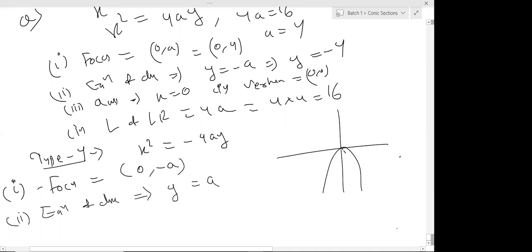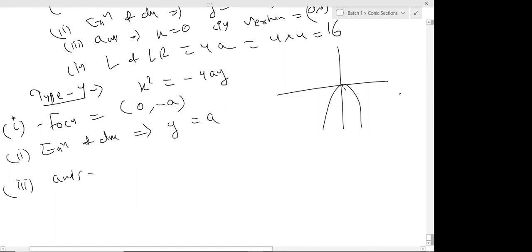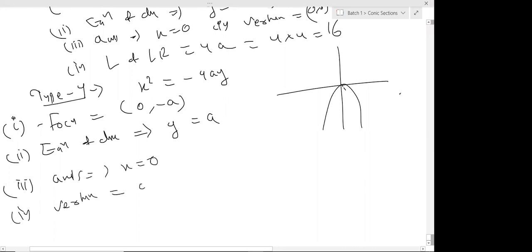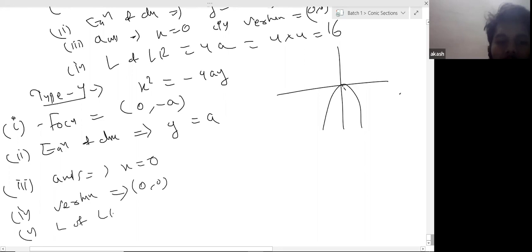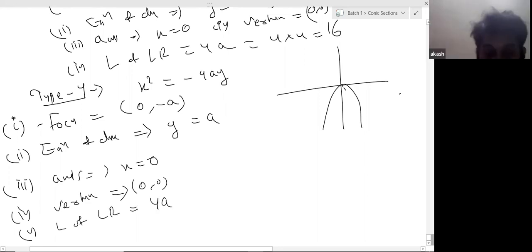The axis is x equals 0. Vertex is 0, 0. And length of LR is 4a. See, LR doesn't change, vertex doesn't change, right?